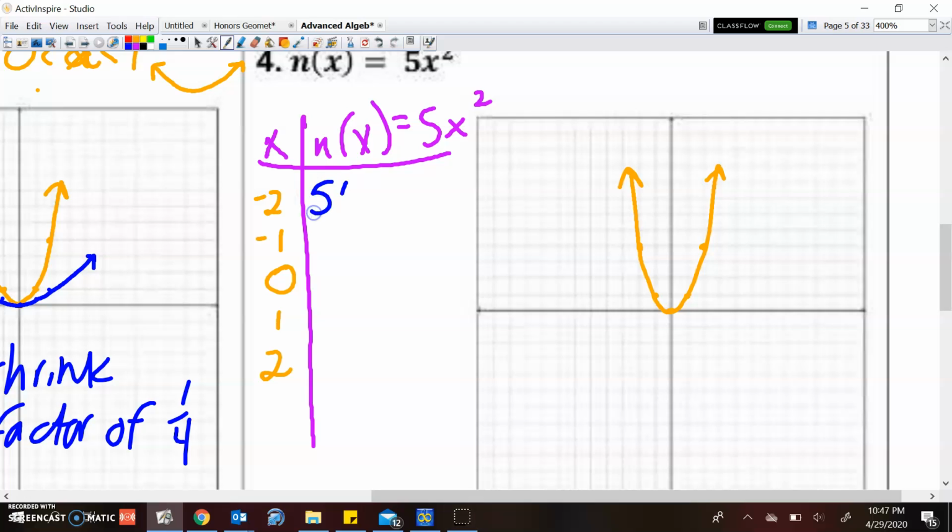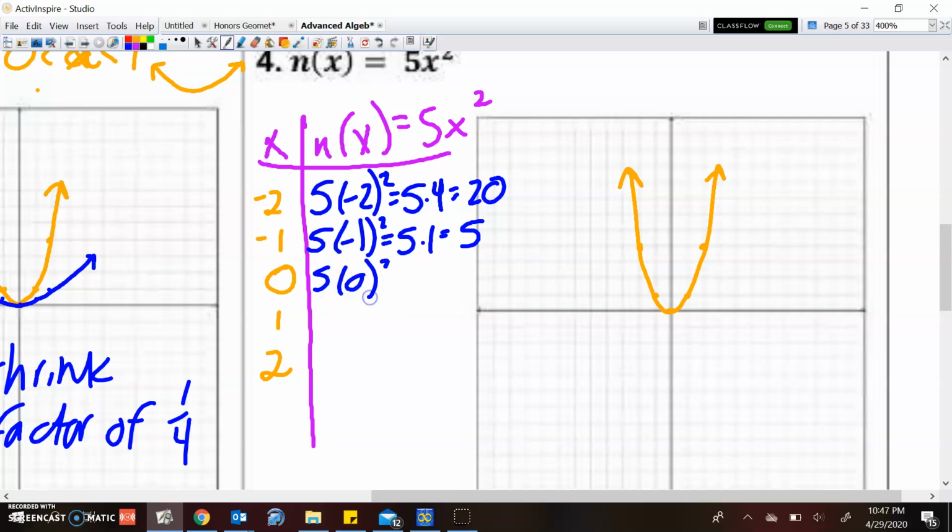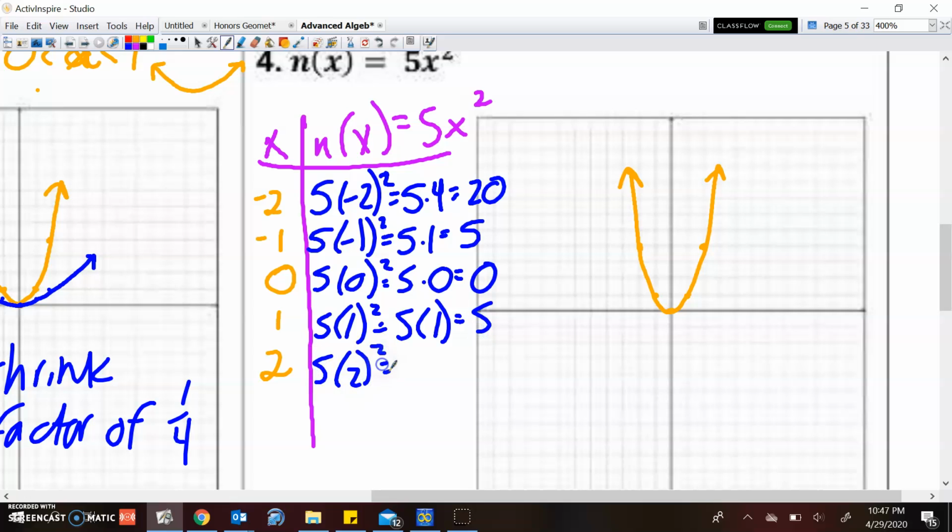This one's going to be 5 times -2 squared. -2 squared is +4, so this is 5 times 4. That's going to be a big number, 20. Then we have 5 times -1 squared. -1 squared is 1, and 5 times 1 is 5. 5 times 0 squared is 5 times 0, which is 0. 5 times 1 squared is 5 times 1, which is 5. And 5 times 2 squared, 2 squared is 4, so it's 5 times 4, which is 20.